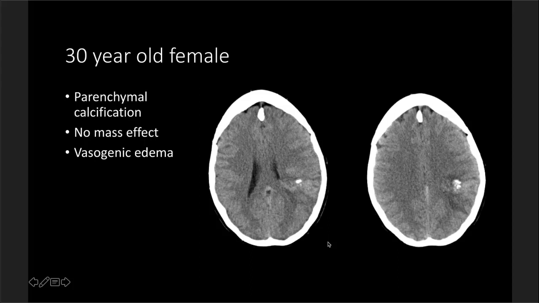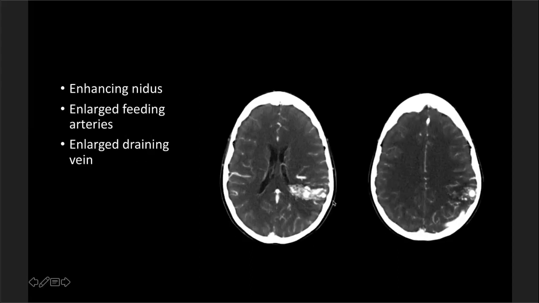So we got a CTA. So we injected contrast and did a CT of the head during the arterial phase, and you can see here that there's a large tangle of abnormal vessels that are enhancing. So this is a nidus of an arteriovenous malformation.